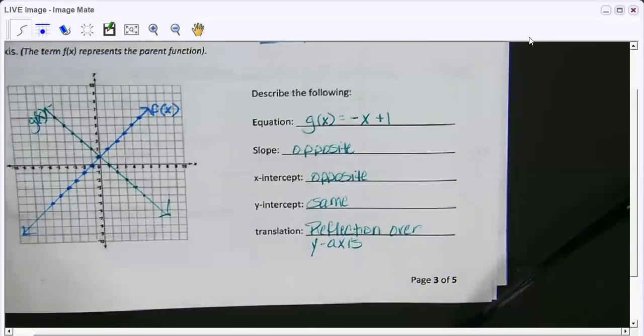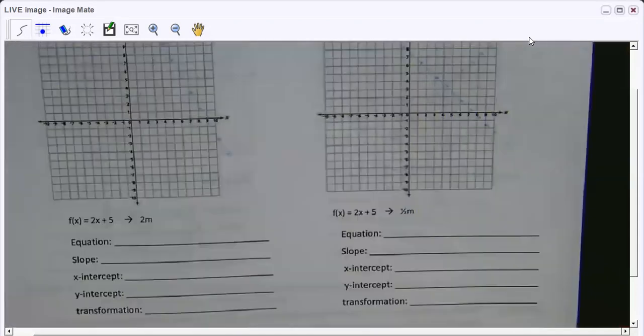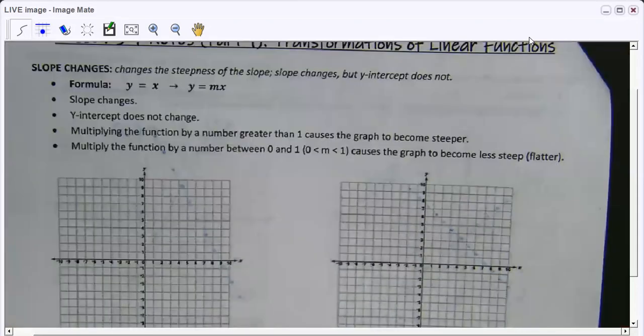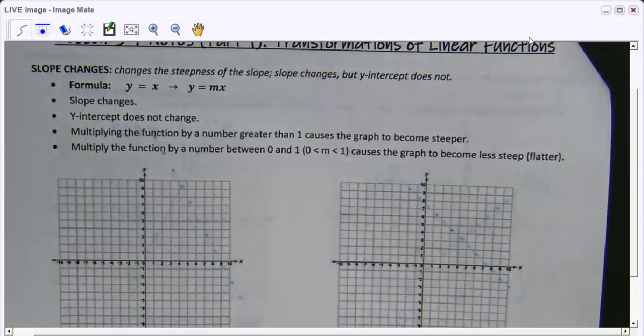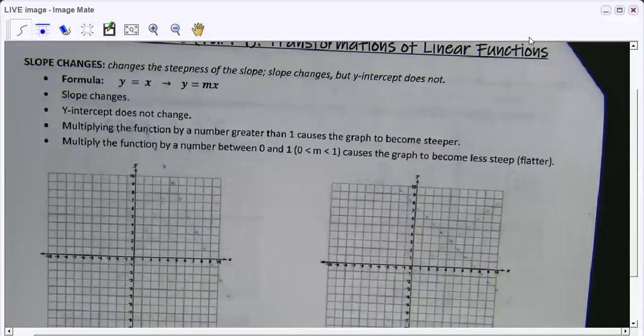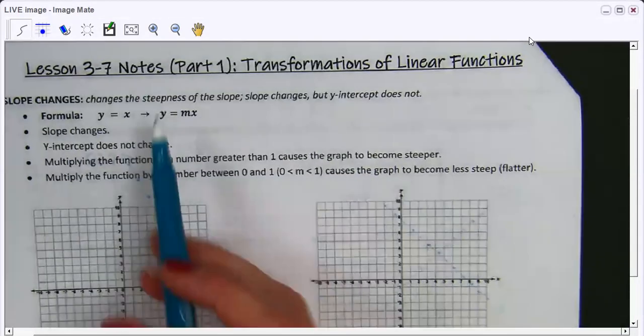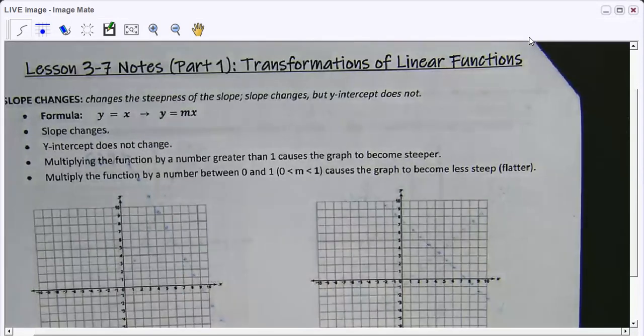Okay, let's go ahead and move on to page 4. We're now going to go into compressions and stretches. Our book calls it slope changes because we are changing the slope. All right. So when you do a slope change, it changes the steepness of the slope. Slope changes, y-intercept does not.